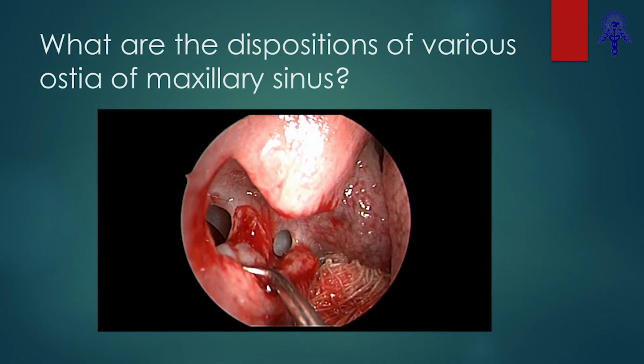Now, what are the dispositions? Can anyone tell me? This is the right nasal cavity, which is the natural ostium, which is the accessory ostium.